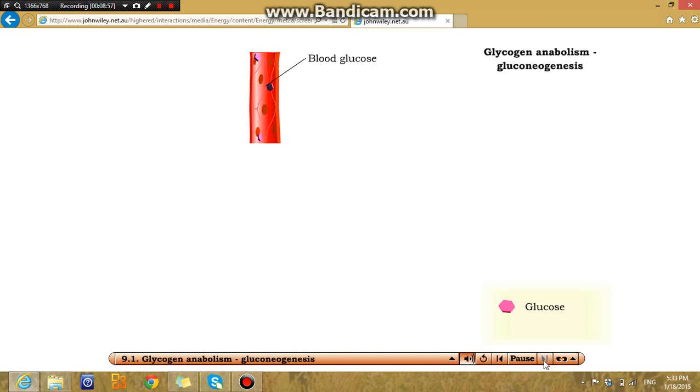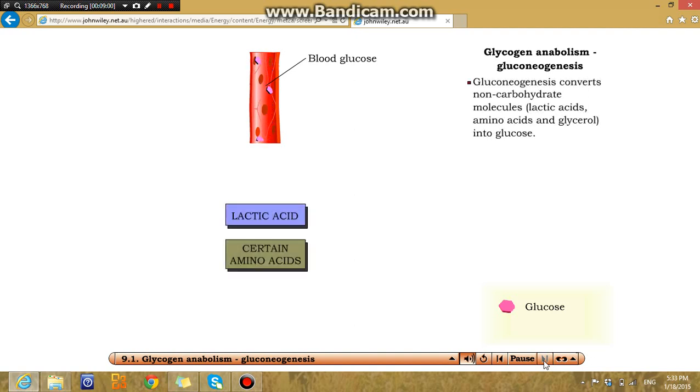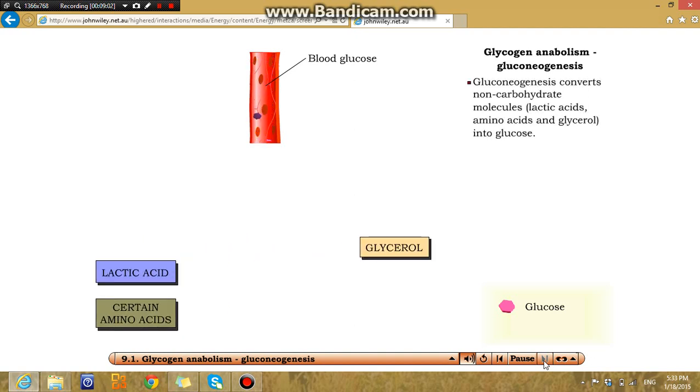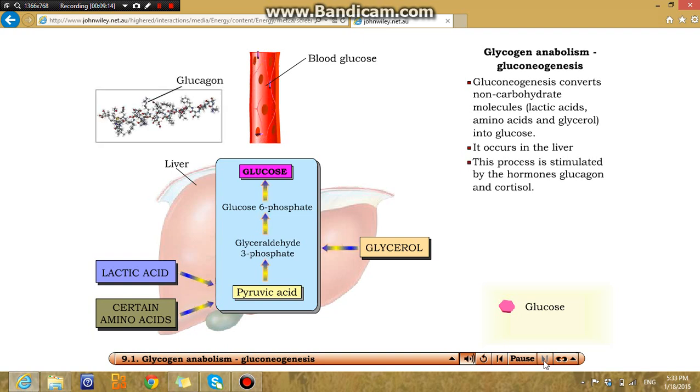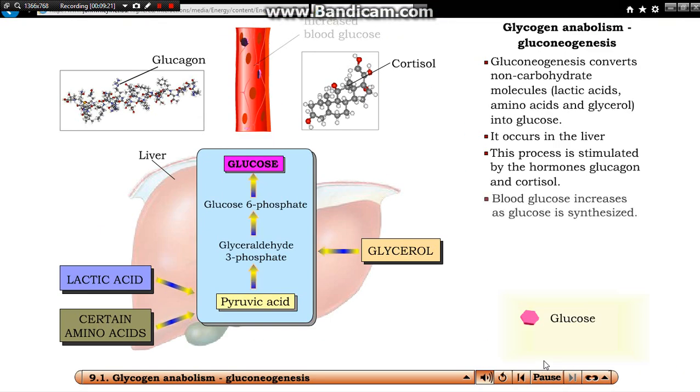Non-carbohydrate molecules, lactic acid, amino acids, and glycerol, can be converted into glucose in the process of gluconeogenesis. Like glycogenolysis, gluconeogenesis also occurs in the liver. The hormones glucagon and cortisol stimulate gluconeogenesis. As the glucose is synthesized, blood glucose will increase.